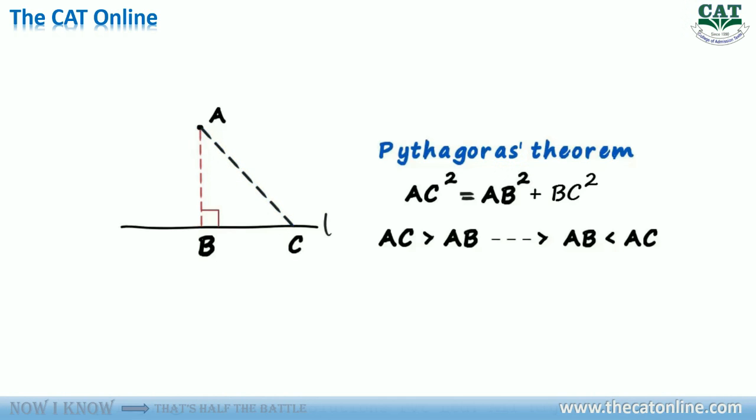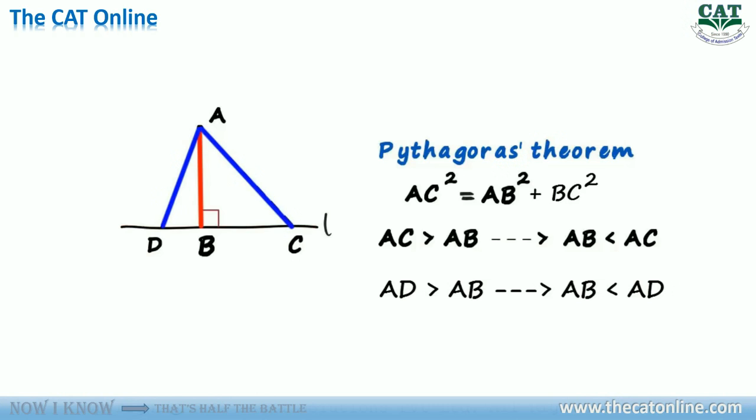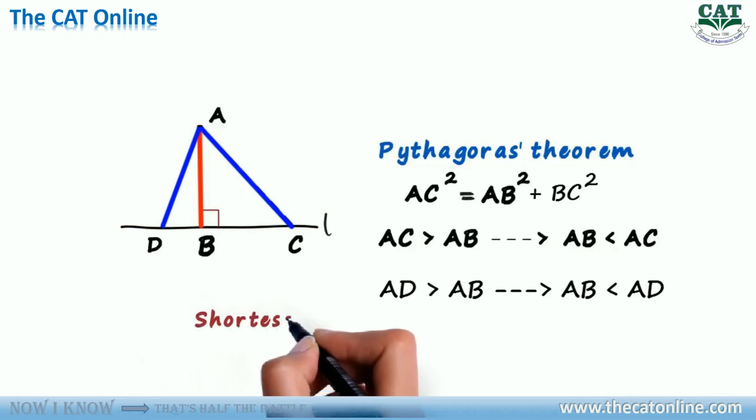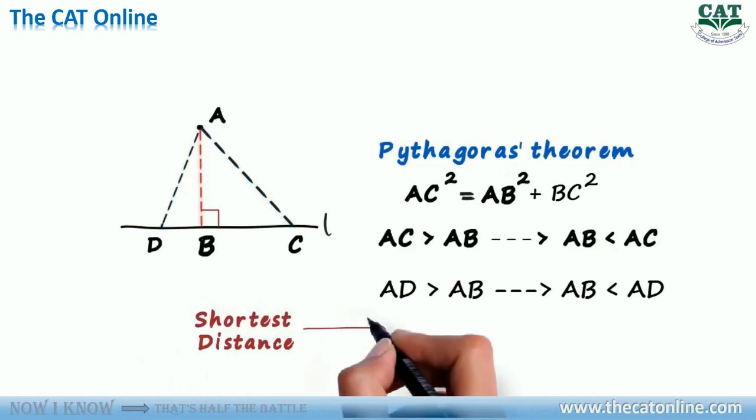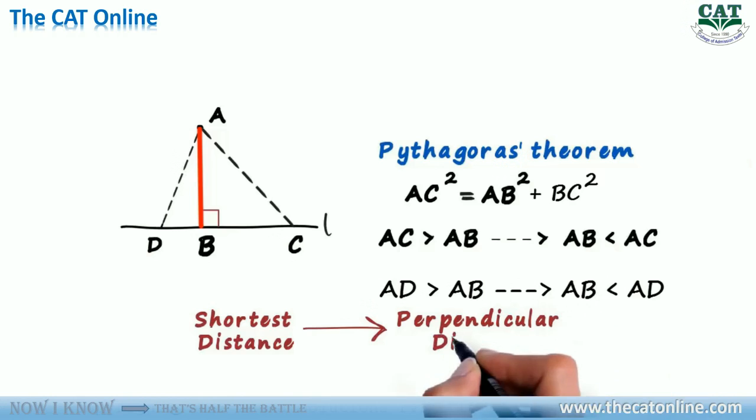Now say we have another line like this. Let's call it AD. Triangle ABD is a right triangle and AD will be greater than AB, which means that AB will be less than AD. No matter what line segments we consider from point A onto line L, the length of perpendicular AB will always be lesser than each of them. So the shortest distance from a point to a line will be its perpendicular distance to the line.